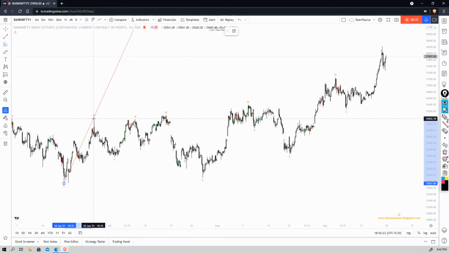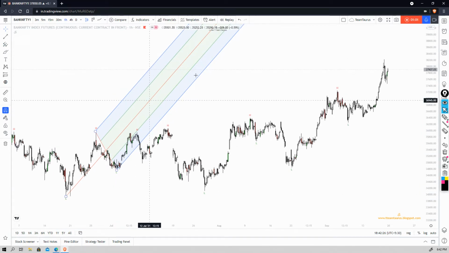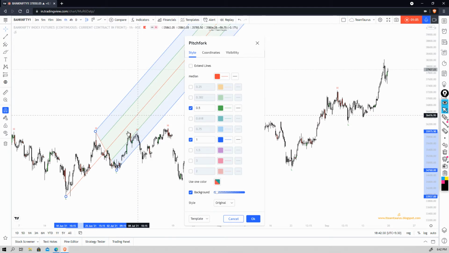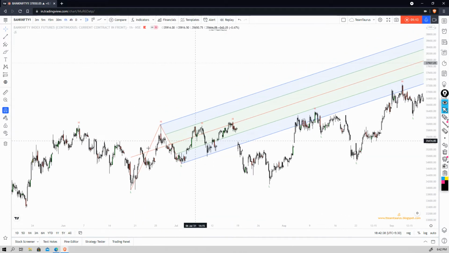For that, first I have chosen a low point, then a high point, and then a low point. You can see here, this is the original Pitchfork and it doesn't do much work here. So we will change the style of the Pitchfork. Now, you can clearly see the pitchfork has given some levels. These are the levels that you can't find right away.